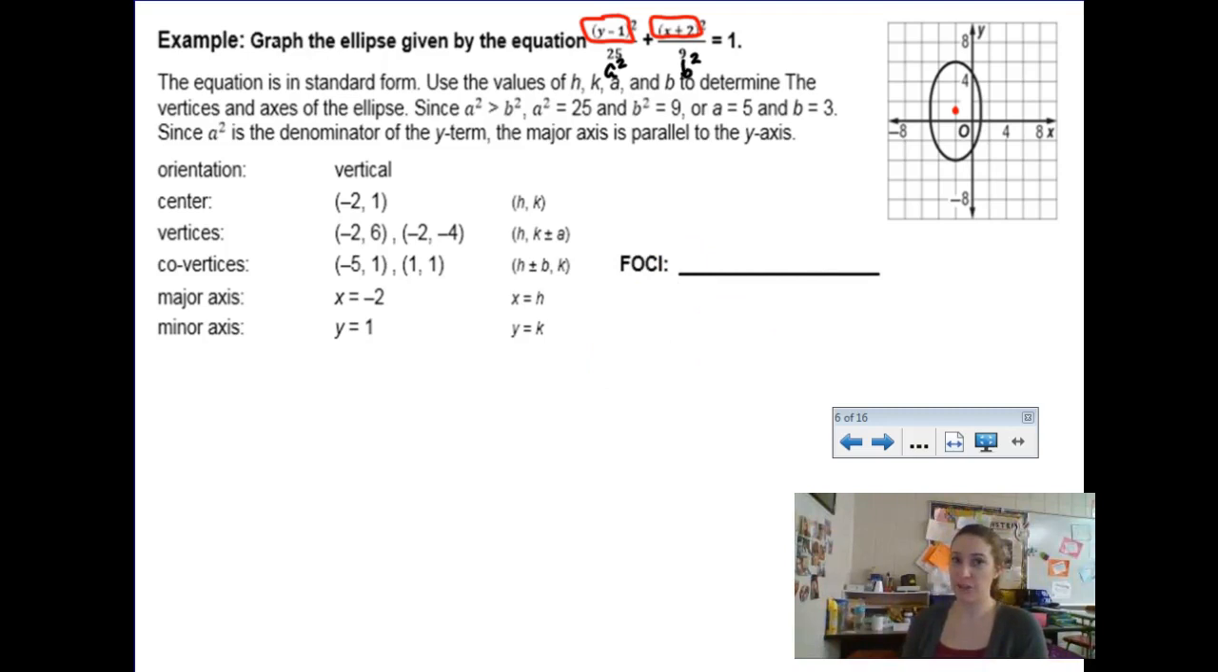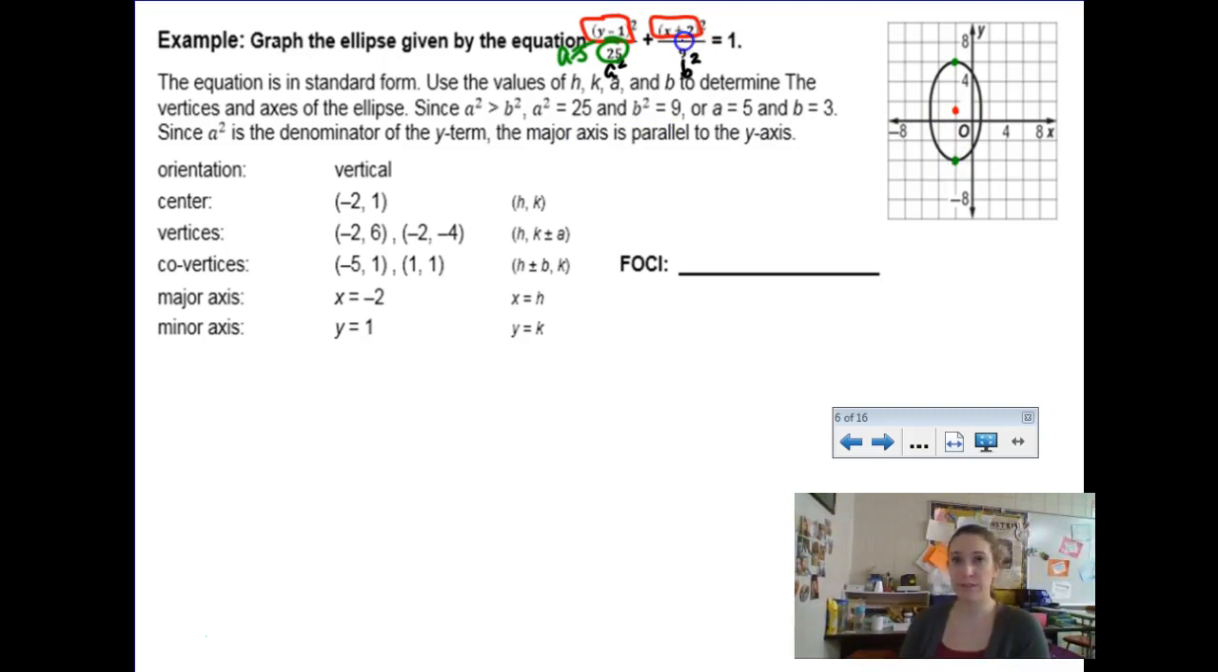And then what I usually do next is I plot the vertices and co-vertices. And I don't really use a formula to do that, but if you want to use a formula, you can. So the 25 is a squared, meaning that if I square rooted that, the distance of a is 5. So in our major axis direction, which I know is vertical, I'm going to travel up and down 5 units. So they plotted their vertices at negative 2, 6, which they could have found using the formula, of course. We all love formulas. And then negative 2, negative 4, going down 5 units.